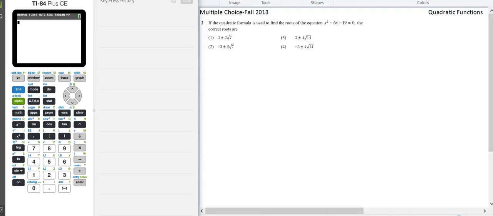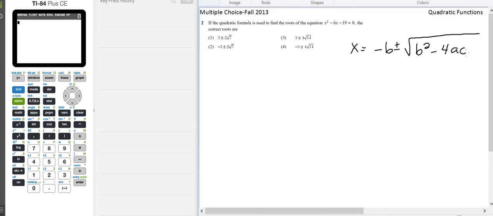So we have to solve this using the quadratic formula. You do not need to memorize the quadratic formula. It will be given to you on the Regents. The quadratic formula is x is equal to negative b plus or minus the square root of b squared minus 4ac over 2a. That means that wherever we have an a in our equation, so let's rewrite our equation.